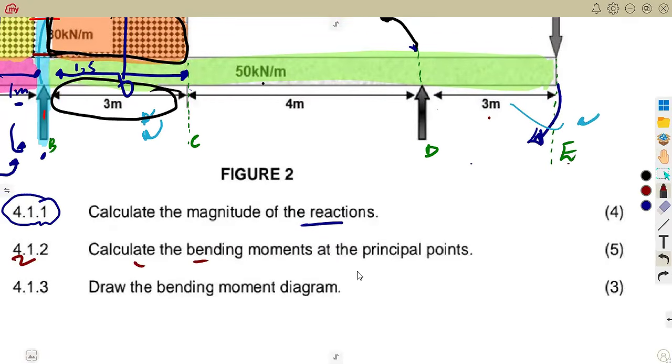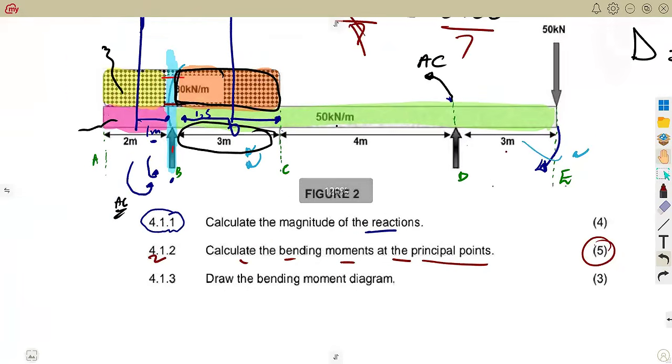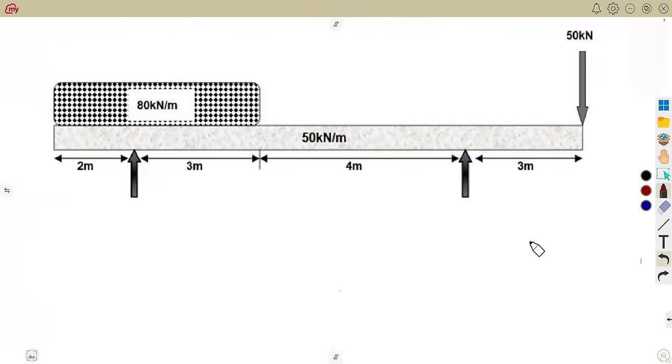4.12, calculate the bending moments at the principal points. 5 marks for that. So for the principal points, we have got the point of inflection, which is where we've got the 0 points, the starting points, the A and the point E. All right, so let me use this side. I can also as well erase at the end. Remember, this is where we had our A, this is our B, our C, our D, and our E. So these are the ones that we are going to use.